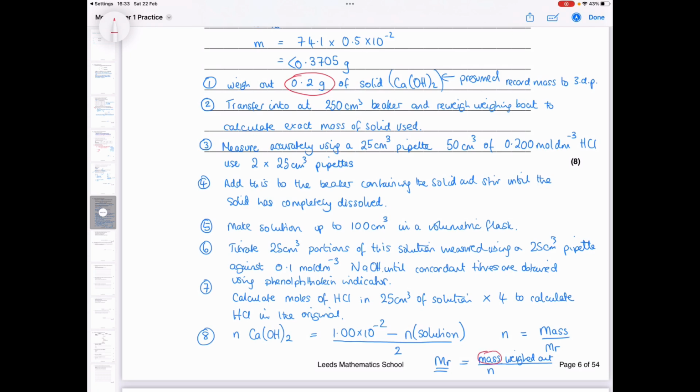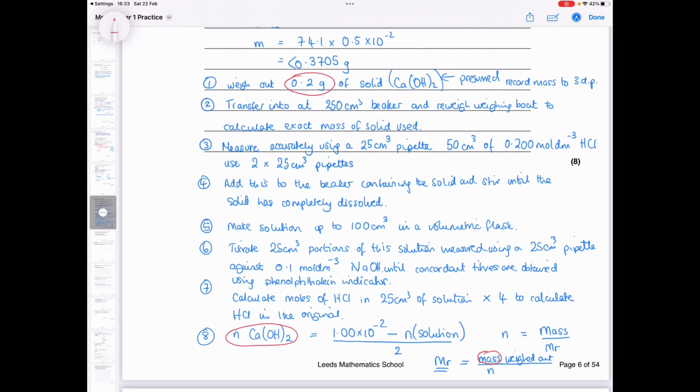And the number of moles of calcium hydroxide is equal to the original moles of the acid that we started with, take away the amount that we've calculated in our titrations, which we've multiplied by 4 to account for the fact we made it up to 100 centimetres cubed. So we did it in portions of 25 centimetres cubed to enable us to get concordant titres. If we had just done 2 titrations on the 50, we may not have got concordant titres and we would have used it all up. So we needed to make it up to at least 100. We could have made it up to 250, but I think 100 is sensible because that gives us 4 attempts to get concordant titres.